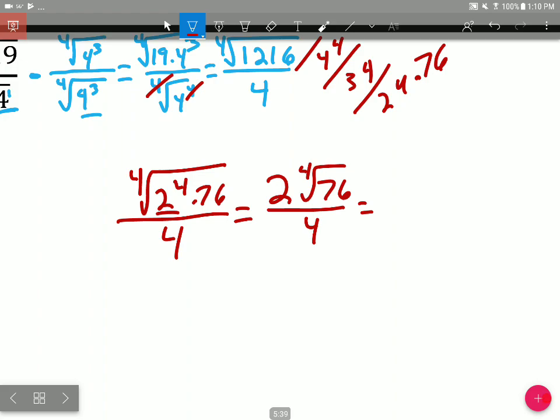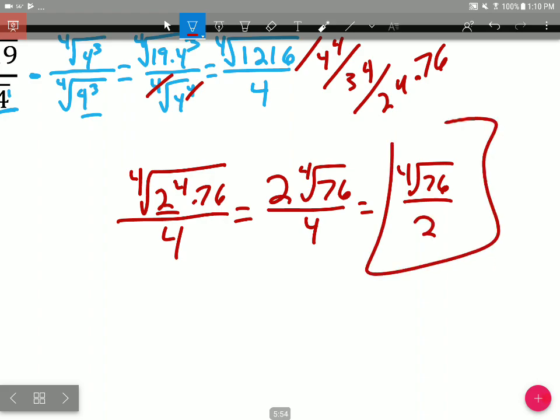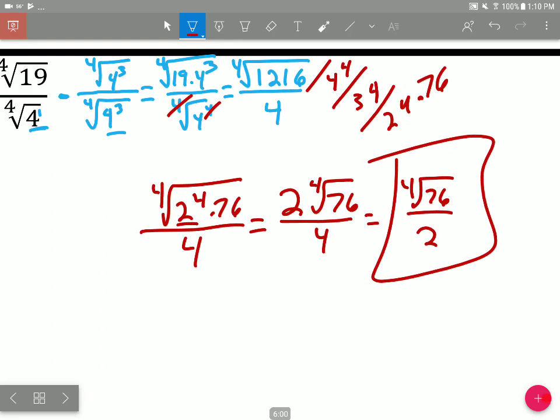All right. Do you see anything else you can do? Reduce it. Okay, 2 fourths. Reduce it down to what? 1/2. So the fourth root of 76 over 4. 2. Thank you. Cool. So that is your entire problem in its entirety.